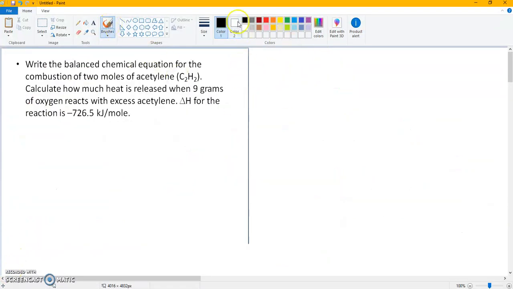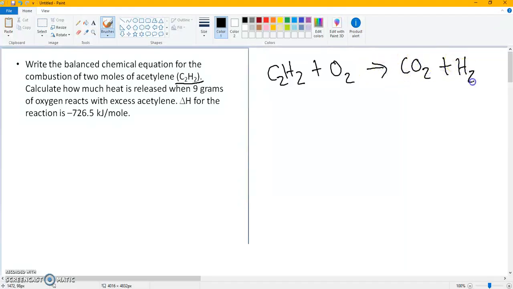Alright, now on to number 4. So in this one, they say write the balanced chemical equation for the combustion of 2 moles of acetylene. So here's my acetylene, so I'm going to write out C2H2. I know combustion reacts with oxygen, and I know it always produces CO2 plus H2O.